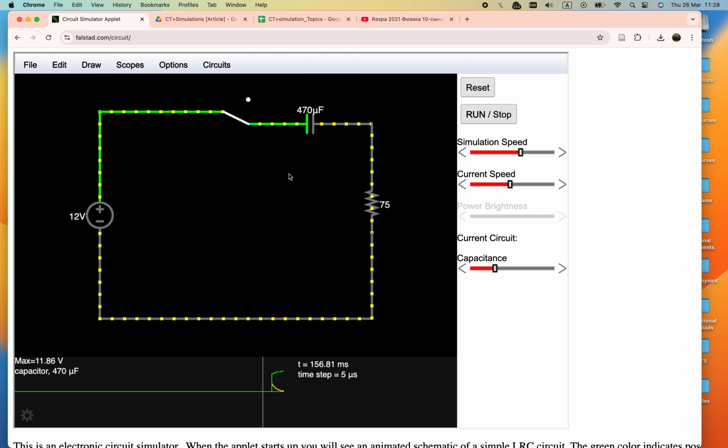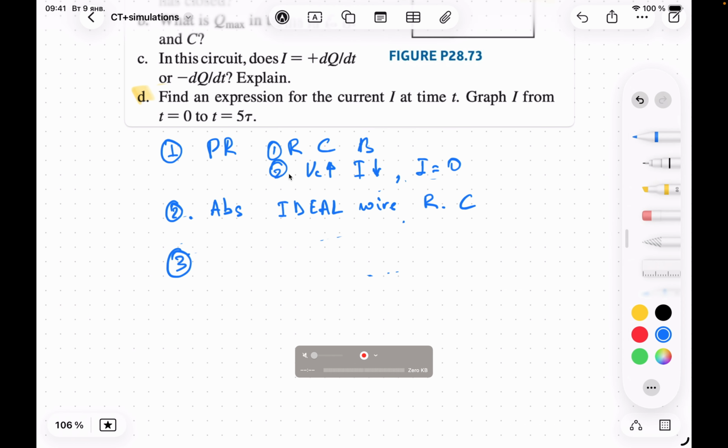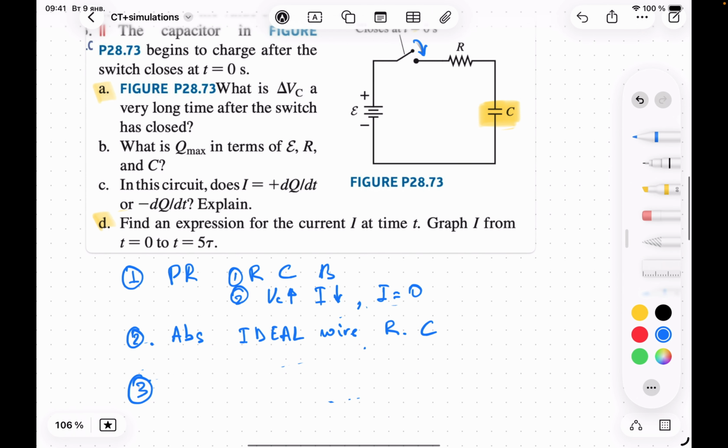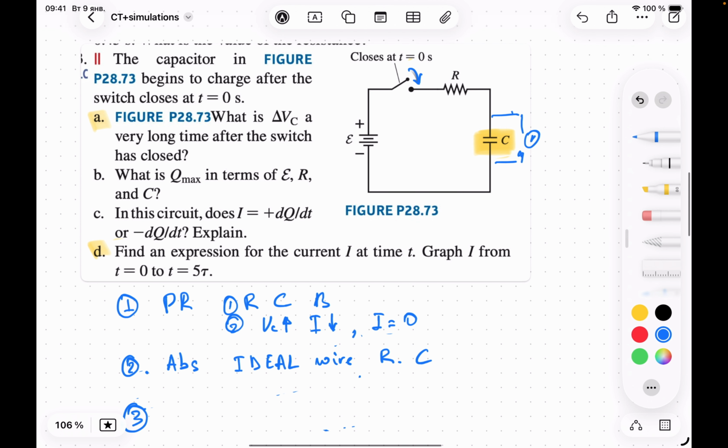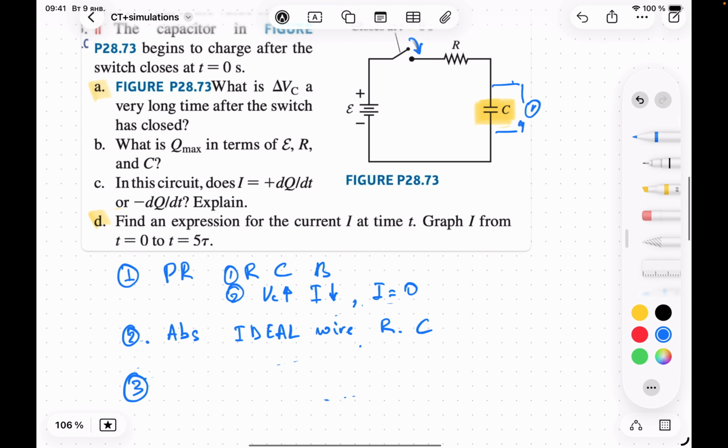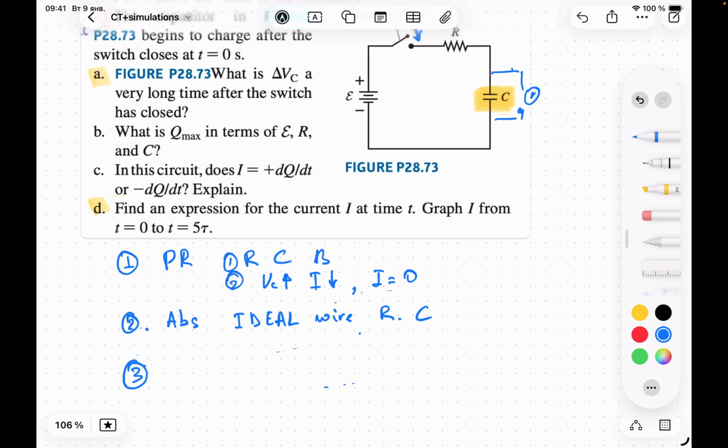The third one is decomposition. Decomposition is breaking the problem into smaller steps. For example, let's focus on the A part of this problem. We have to find the potential difference across this capacitor after a long time of closing the switch. Decomposition means we have to divide it into smaller steps. First, we can solve this problem by Kirchhoff's loop law.